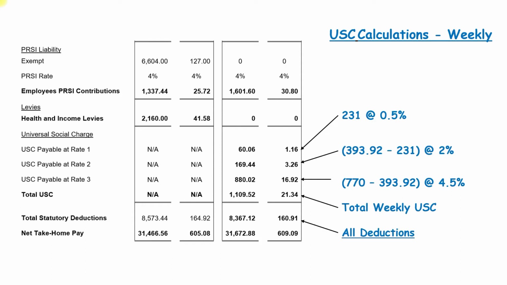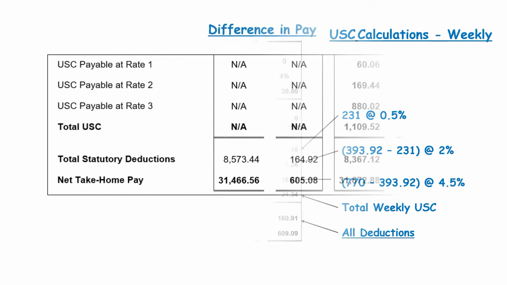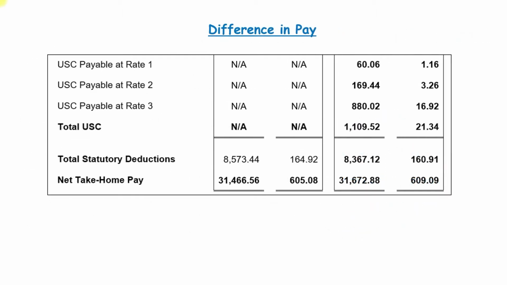Finally, we add up all the statutory deductions and subtract them from the gross, to give us the yearly and weekly net pay. There is one last calculation required for this section of Assignment 3. You will need to show the actual difference in yearly and weekly net pay for the 2 years. Simply subtract one from the other and display clearly on your exam sheet.